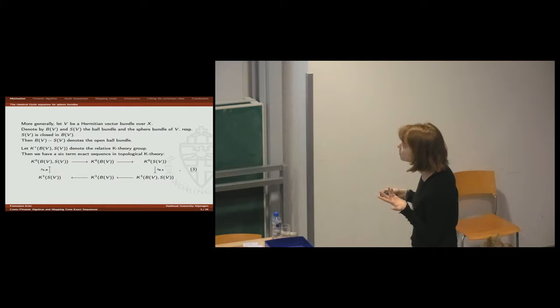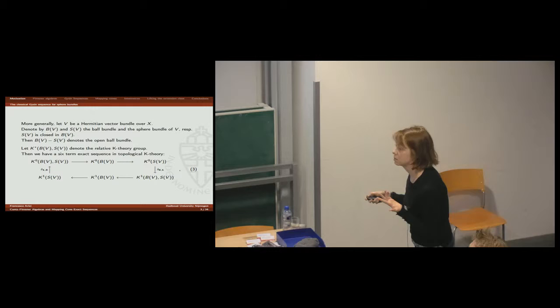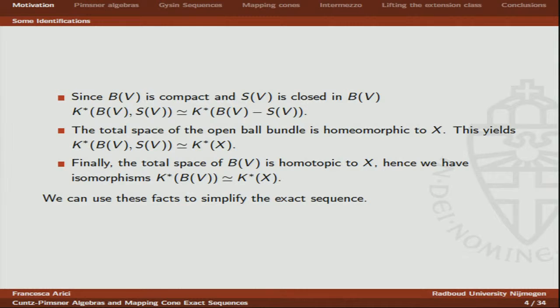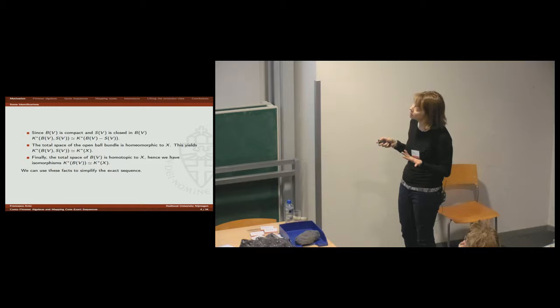So one has connecting homomorphisms and the usual maps in the preserved degree. But we can do more than this because we can use some explicit identifications to simplify this sequence. First of all, we observe that the ball is compact and the sphere is closed inside the ball. So in particular, this relative K-theory group agrees with the K-theory of the difference.